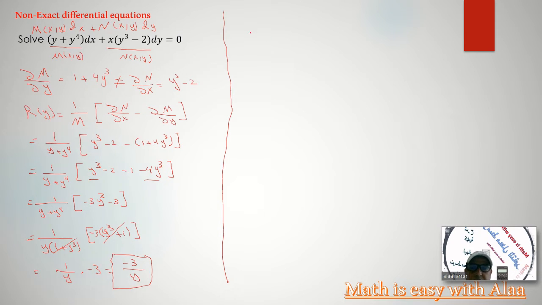So this is the integrating factor. Now, how can we find mu(y)? Mu(y) is e to the power of the integral of r(y) dy. It means e to the power of the integral of minus 3 over y dy. So this equals e to the ln y to the power negative 3, and this equals y to the power negative 3.